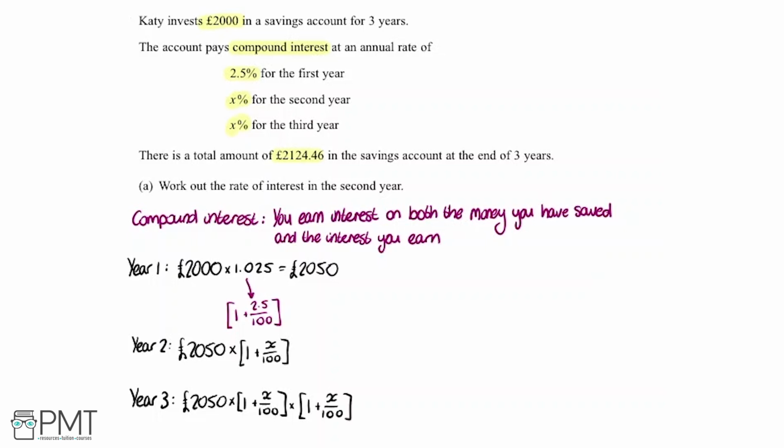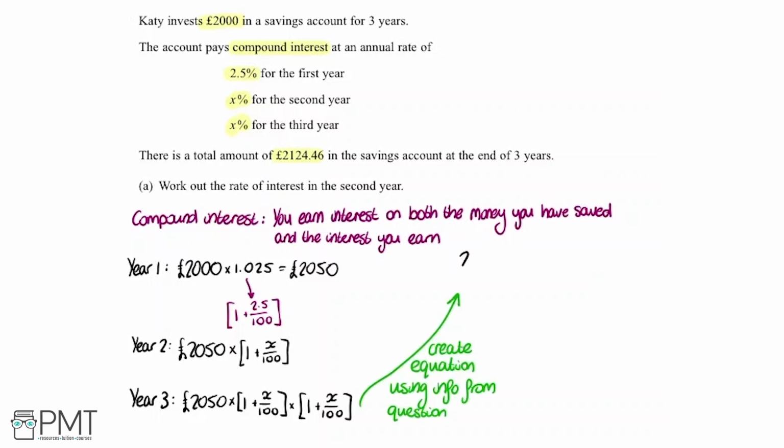Okay, so now we need to work with this to find out what X is. The way to do that is we need to make an equation. Luckily, if we look back into the question, we see that the total amount of £2,124.46 is in the savings account at the end of the 3 years. So I'm going to write out an equation using that.